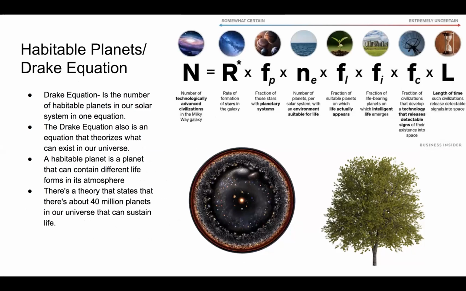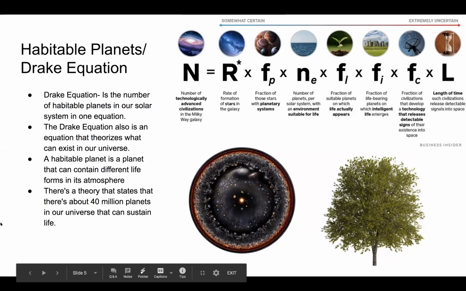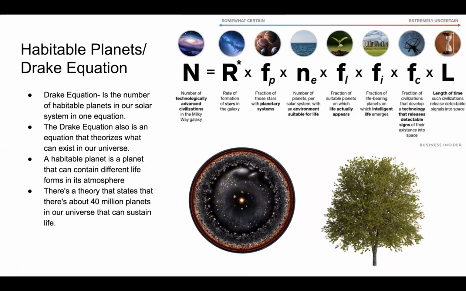Okay, so the habitable planets and the Drake equation. Starting off with the Drake equation, it's an equation that finds out the number of habitable planets in our solar system in one equation. The Drake equation also theorizes what can exist in our universe.